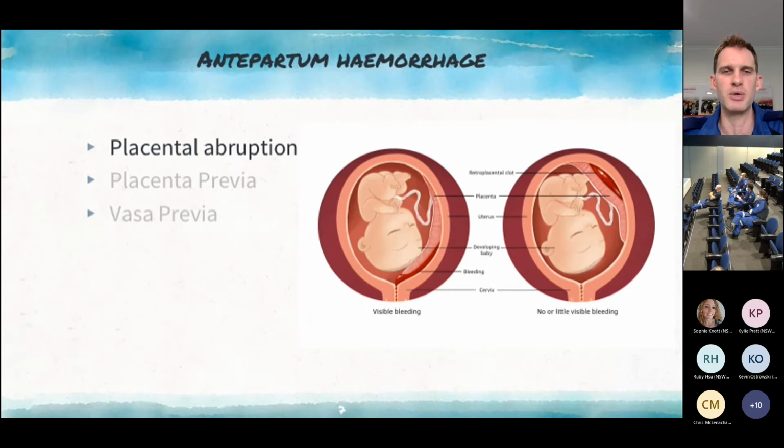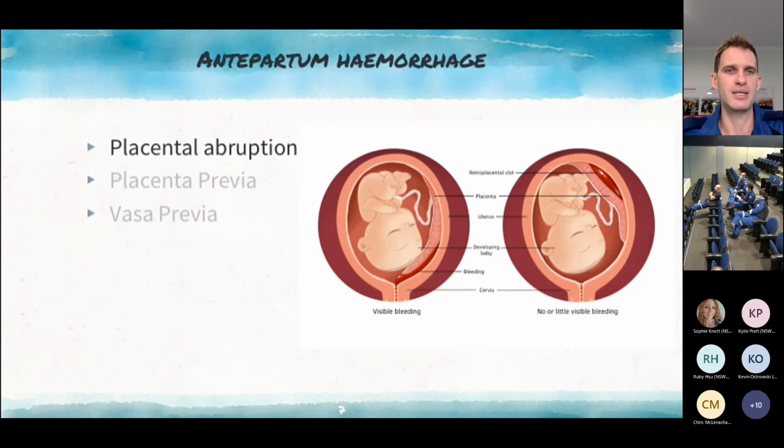It's also associated with cocaine and methamphetamine use, multiple pregnancies, pre-eclampsia, and polyhydramnios as well. So the presentation of this, there's often PV bleeding, but there may not be.